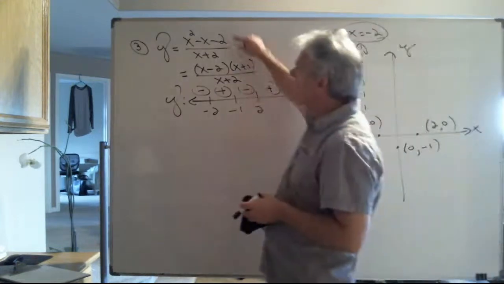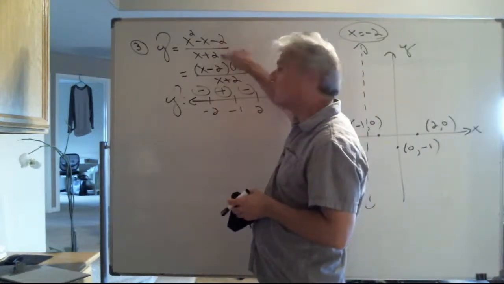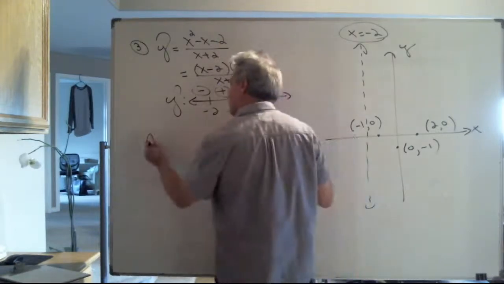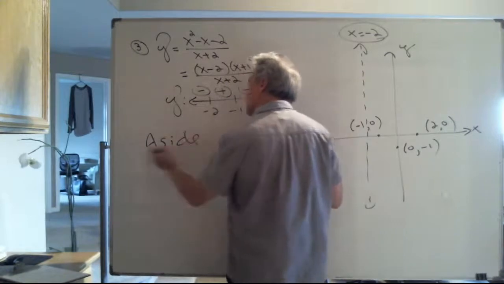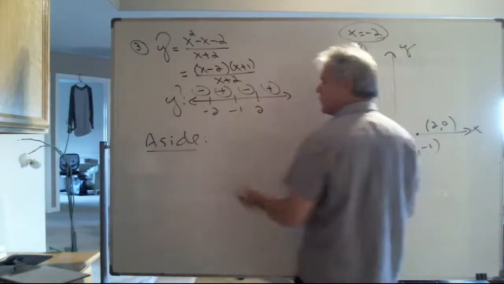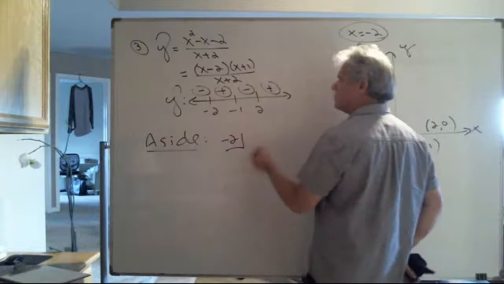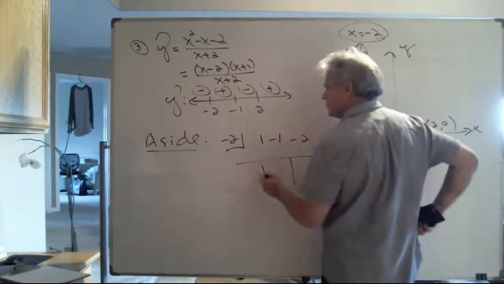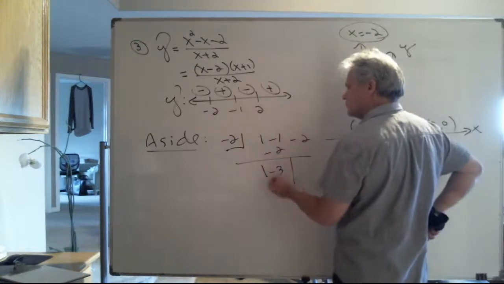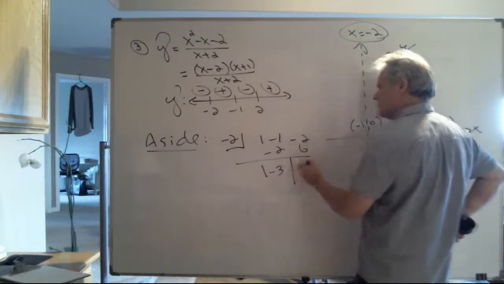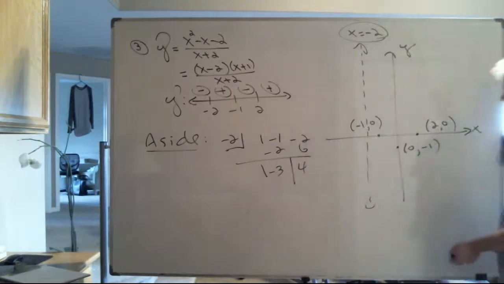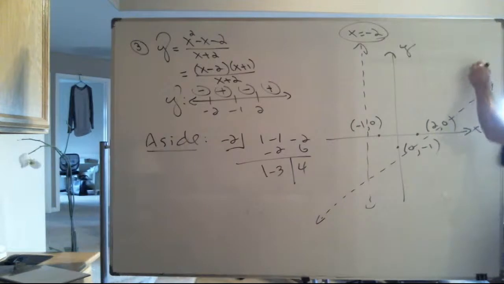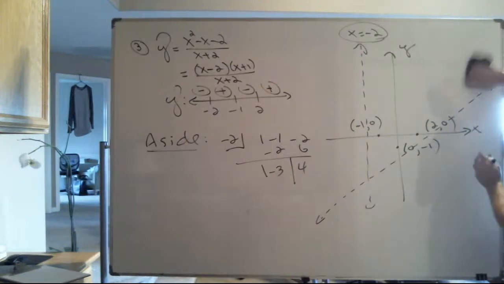Now, because the degree of the polynomial upstairs is exactly 1 more than the degree of the polynomial downstairs, I have an oblique asymptote, and I can find it by performing some polynomial long division. If you don't mind, I'll use synthetic division as a shortcut. And so I have an oblique asymptote located on the line y equals, is that x minus 3?